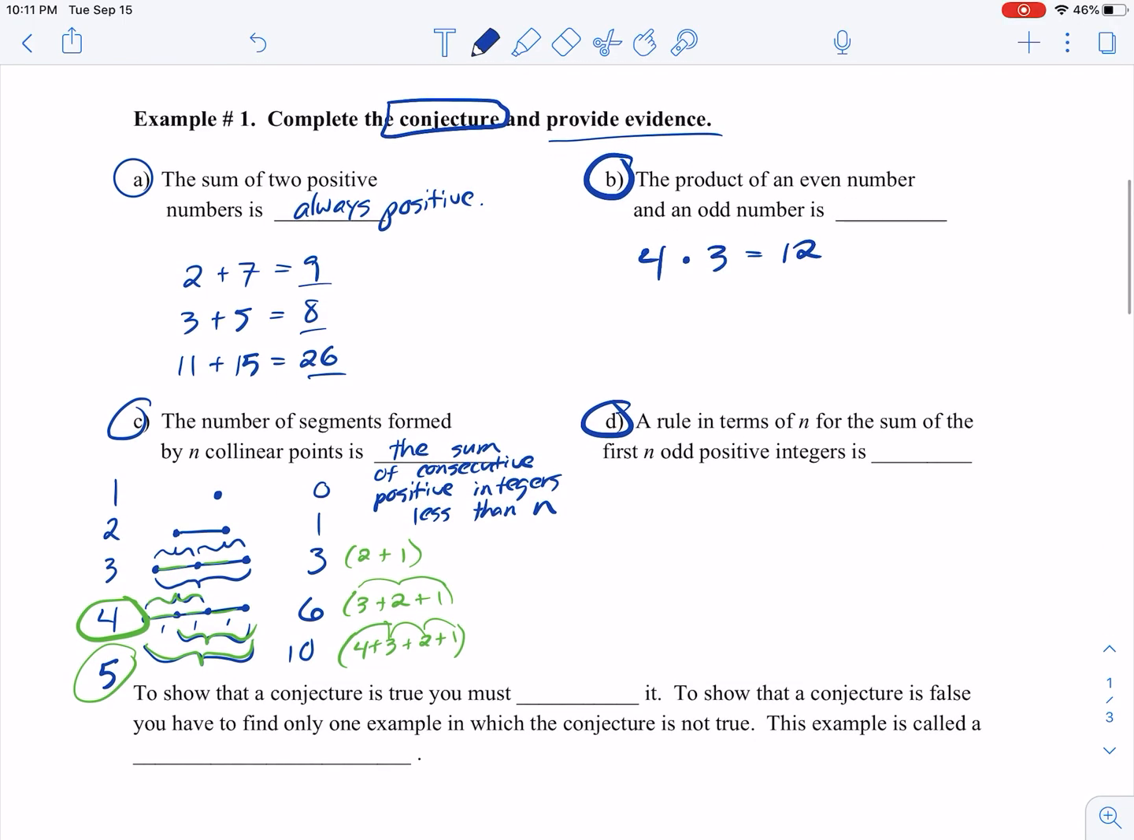For D, a rule in terms of n for the sum of the first n odd positive integers. Let me help you get started with that one. 1 is your first odd positive integer. Integers are whole numbers. Then your next odd positive integer would be 3. So 1 gets you 1, 3 plus 1 gets you 4, 1 plus 3 plus 5, 1 plus 3 plus 5 plus 7. See if you guys notice a pattern about this, a rule in terms of n about the sum of the first n positive integers.